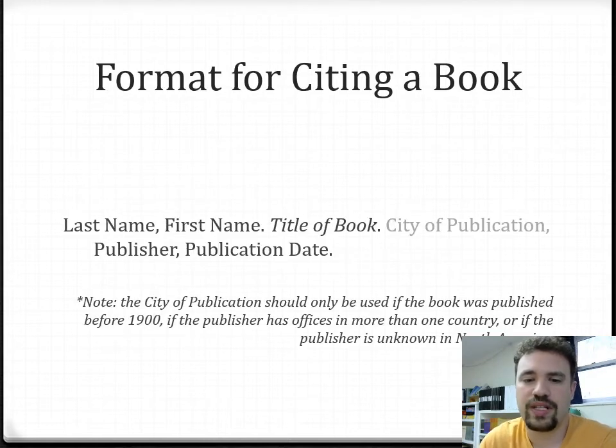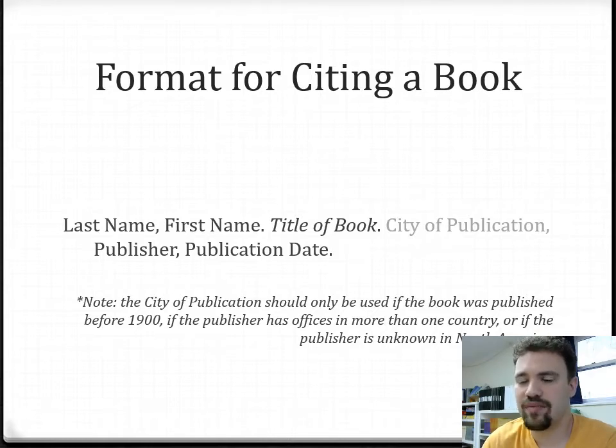So here is an example of the format layout, as far as punctuation, formatting, and so forth. You're going to do the last name, then a comma, then the first name, and then a period. Each section of the entry, each different type of information, is followed by a period. You're then going to do the title of the book in italics, because we always italicize the title of a book, followed by another period.